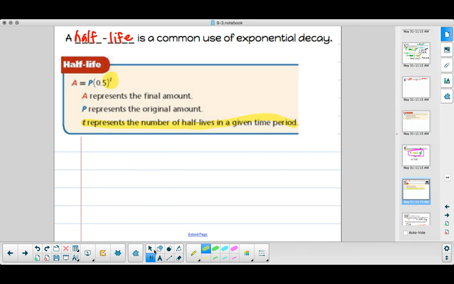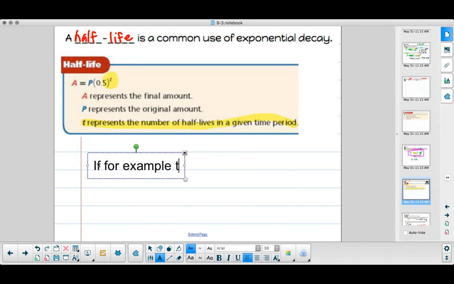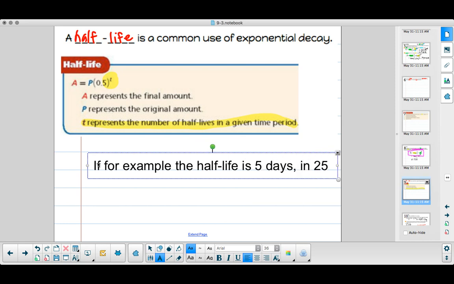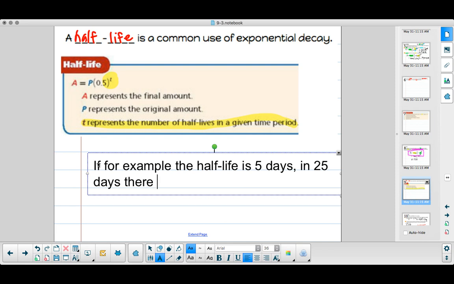So again, I'll just type it out, it'll be faster. If, for example, the half-life is 5 days, in 25 days there would be 5 half-lives. In 50 days, if it was a 5-day half-life, there would be 10 half-lives that take place.